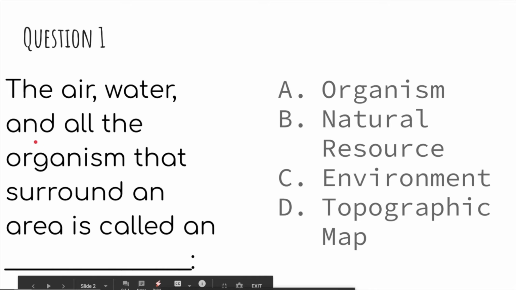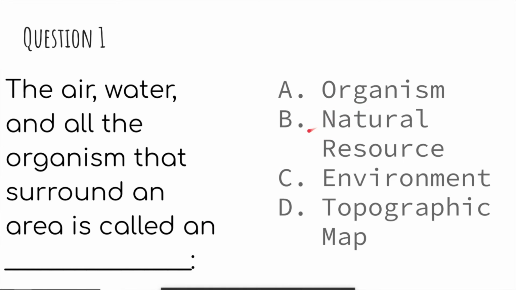Question 1 says, the air, water, and all the organisms that surround an area, what is it called? Is it called A, an organism, B, natural resource, C, environment, or D, topographic map? Take the time right now to answer on Edpuzzle.